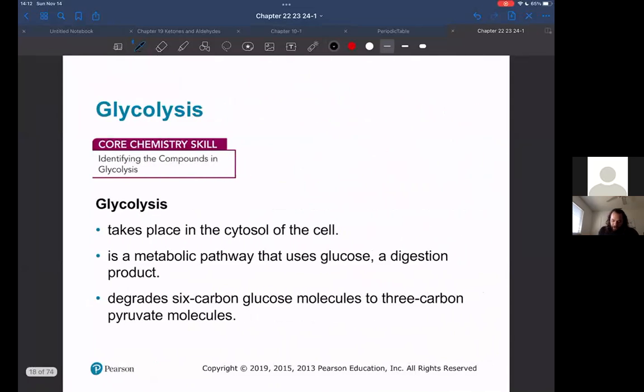First, what we're going to talk about is glycolysis. Okay, glycolysis takes place in the cytosol, and it is where we're going to break down glucose from being a 6-carbon molecule into smaller 3-carbon pyruvate molecules. Essentially, this is the process of taking a glucose and breaking it in half into these smaller components.